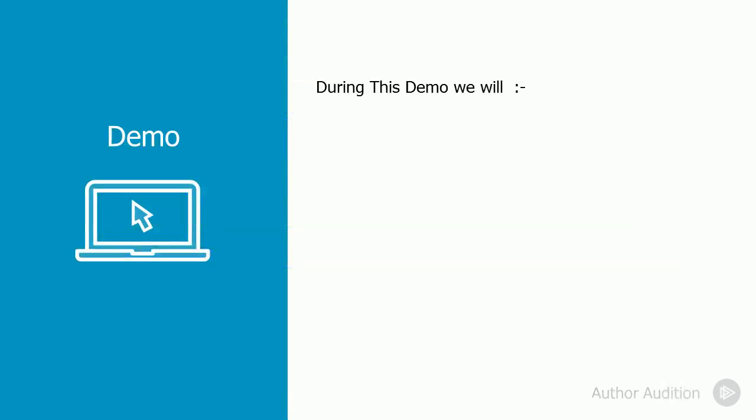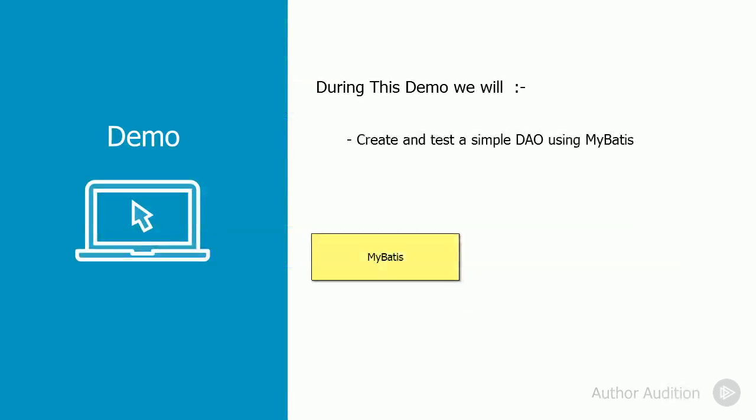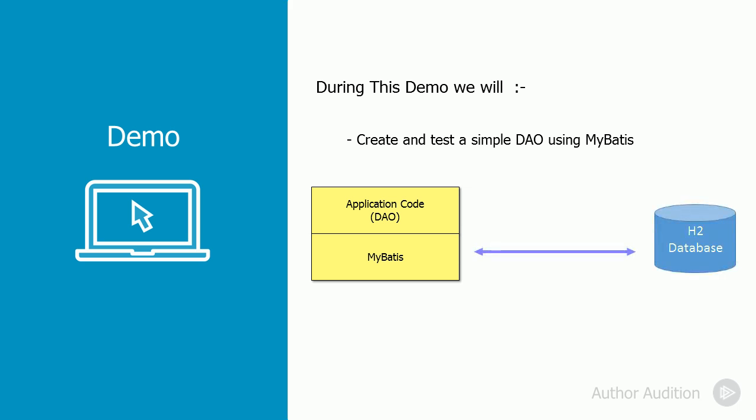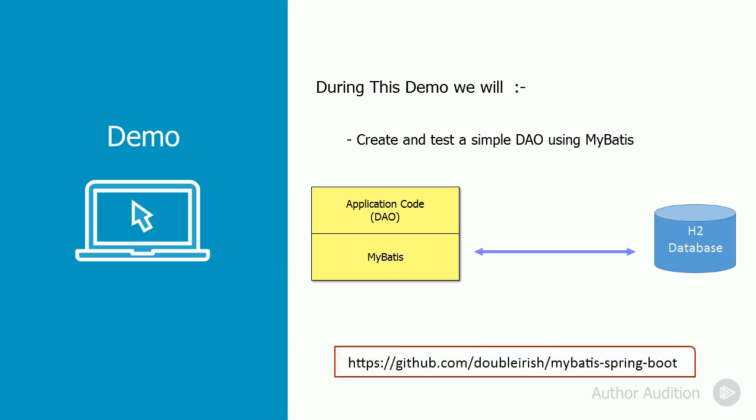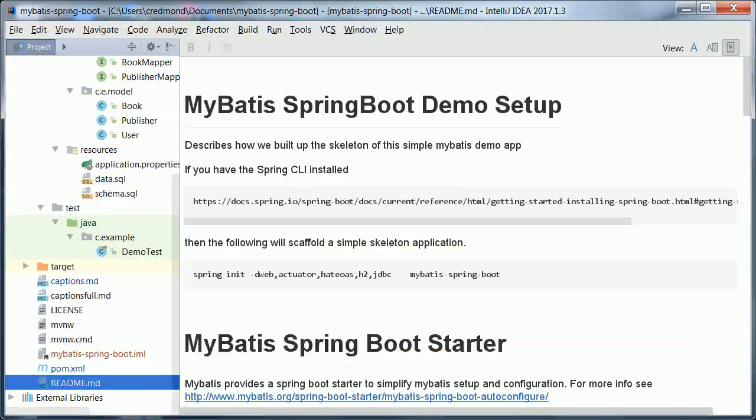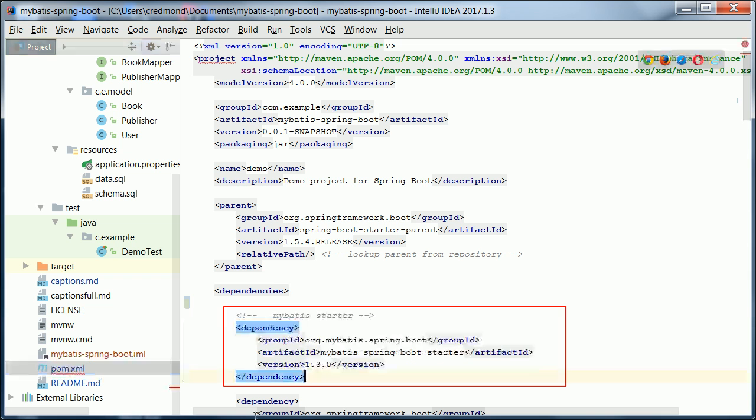In the following demo, we will use MyBatis to build a DAO. We will create our DAO inside a Spring Boot application that connects to an H2 embedded in-memory database. There is a link here if you want to download the code from GitHub and try it yourself. This demo is based on a Spring Boot application with a Maven build file. And so the first thing we'll need to do is to add the MyBatis Spring Boot starter dependency for MyBatis. And that's it there.